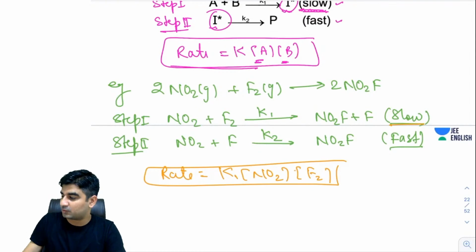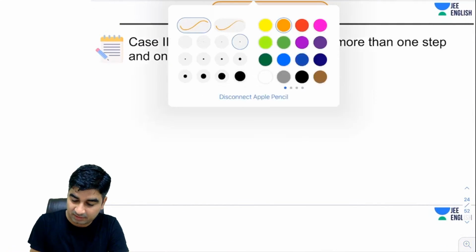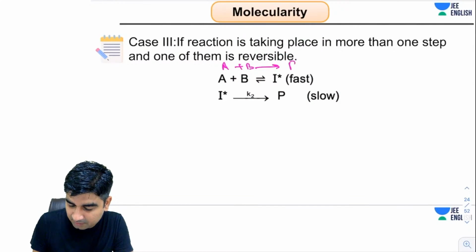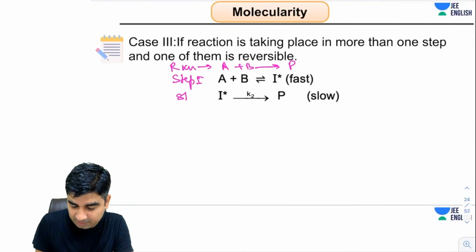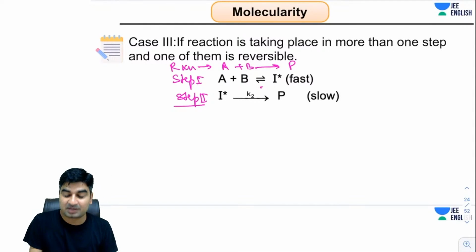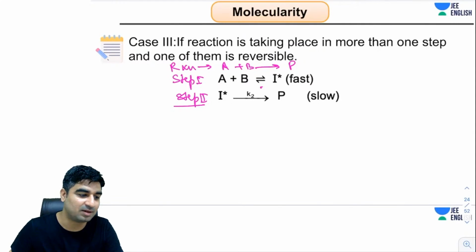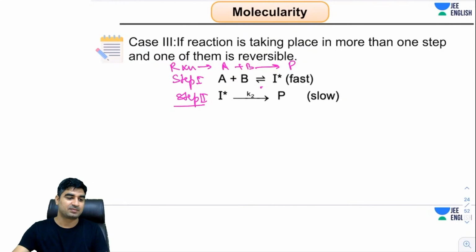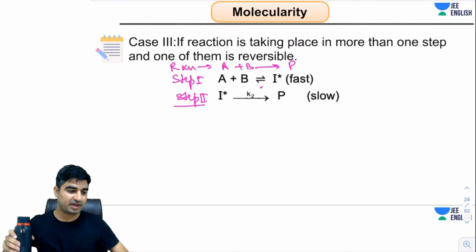So let's move to the next case, and that case is this one. Here, if I'm taking a reaction A plus B giving me P, this is reaction and it takes place in two steps, step 1 and step 2. And one of the steps is reversible. Before this case, there was no case of reversible. Now, how will I solve it? Yes, tell me. Now, how will I solve it? Tell me, guys.